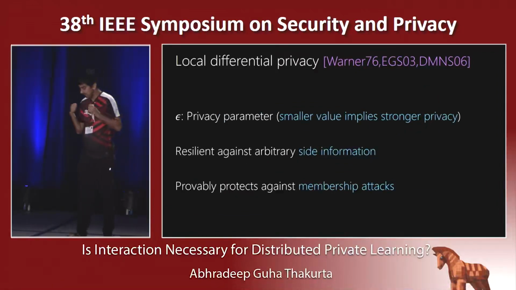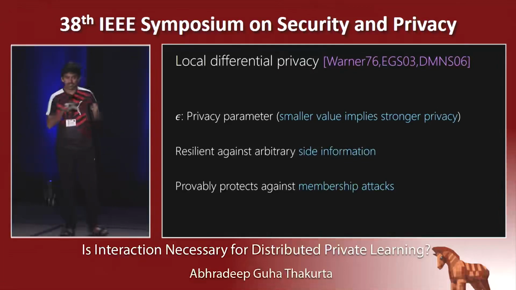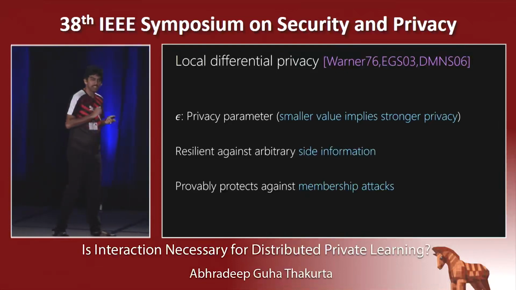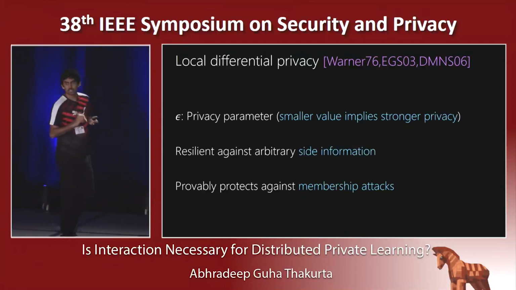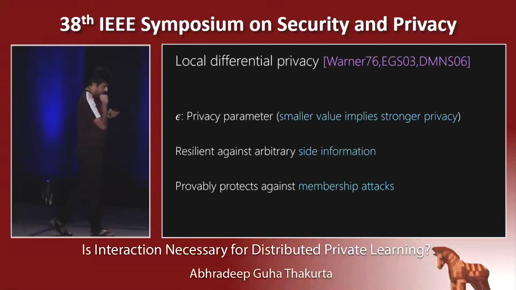First is that it is characterized by a single parameter called epsilon. It is not important how this parameter is related to the definition. Just remember that it's a privacy knob. Smaller the value, stronger privacy you get, and typically a small number like 0.1 or 1 is good. Furthermore, this definition is resilient to arbitrary auxiliary information. And the most important thing is that it protects against membership attacks provably. So these are the good parts of this definition.